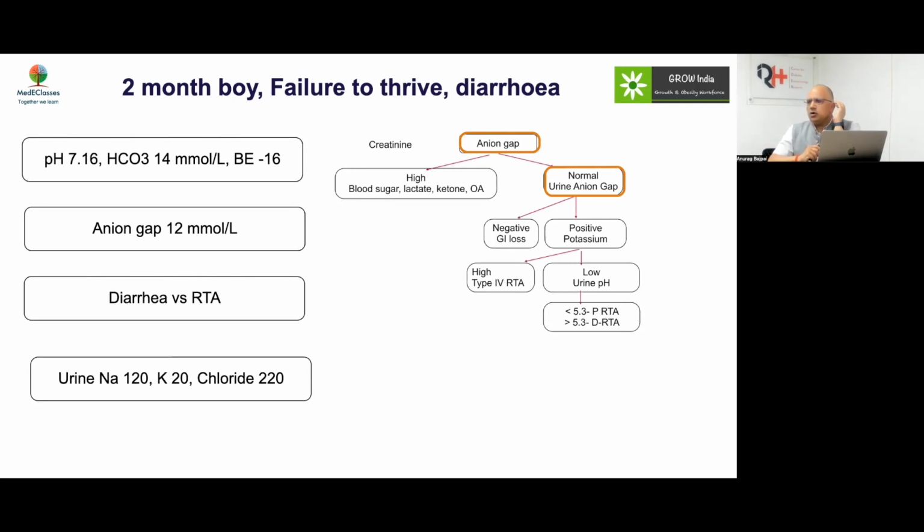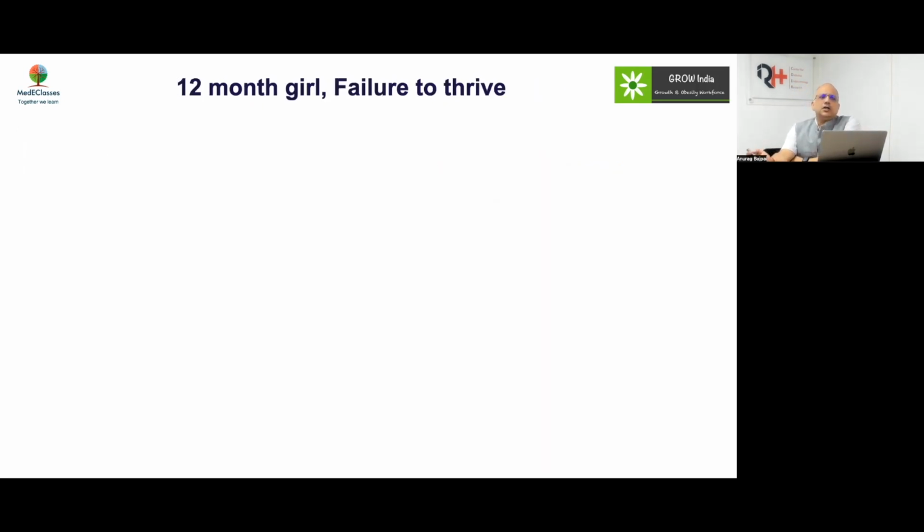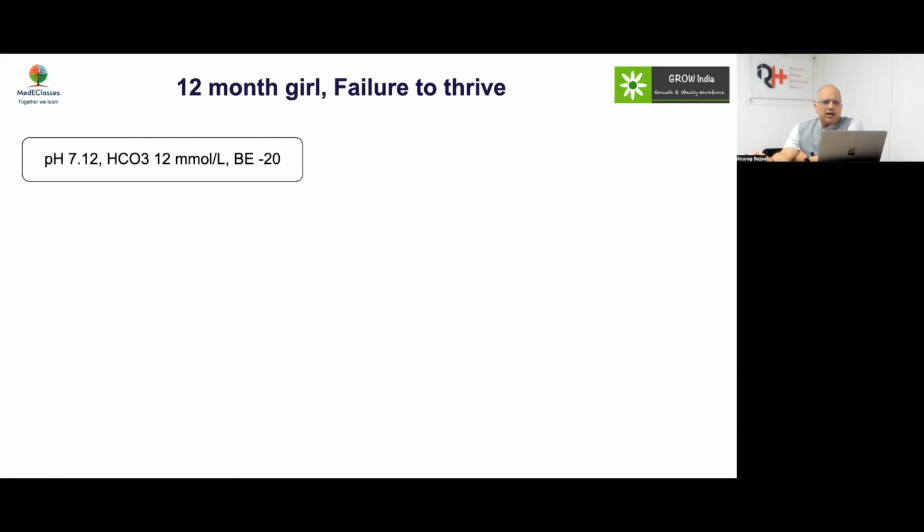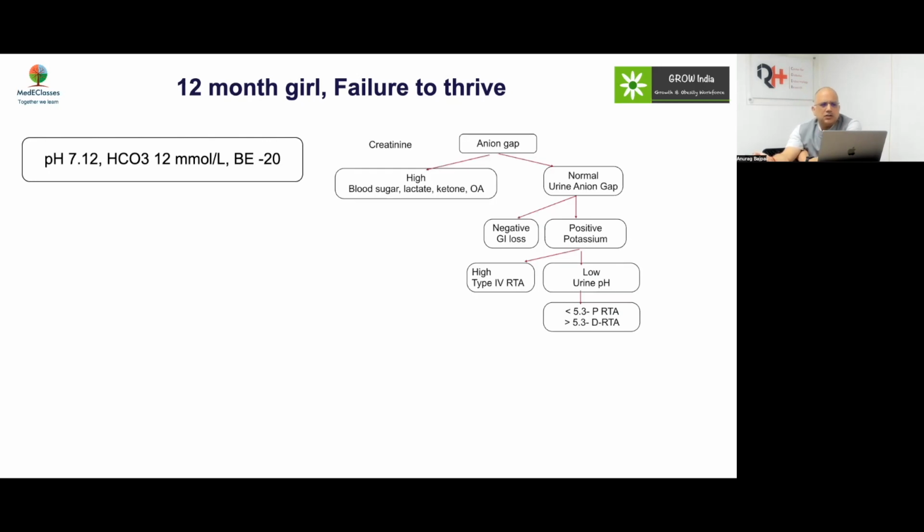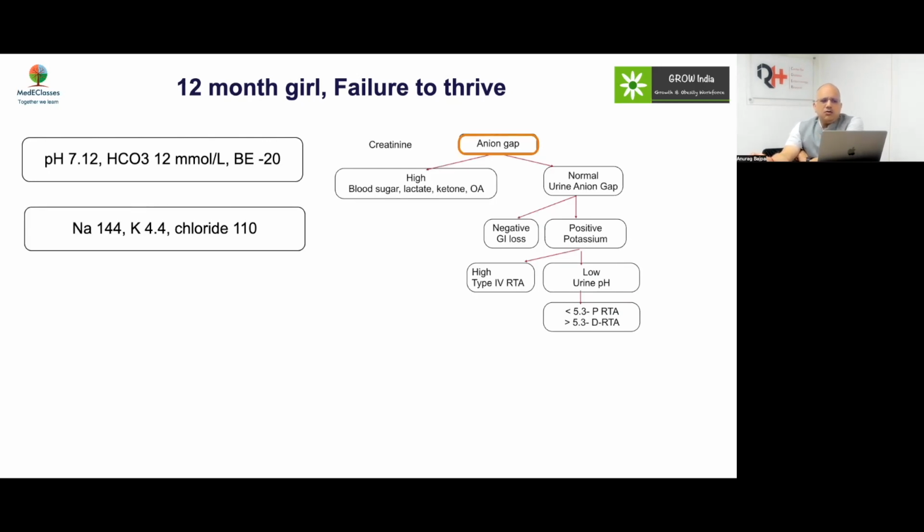So clearly your chloride is much more compared to the sodium and potassium, which means that you have some other positive form which you have not measured, which is ammonium. So this is more likely to be a GI loss. 12-month-old girl with failure to thrive, Alapan, pH is 7.12. There is metabolic acidosis that we are seeing. In this scenario, you are seeing this is the sodium, potassium and chloride. What do you think here?